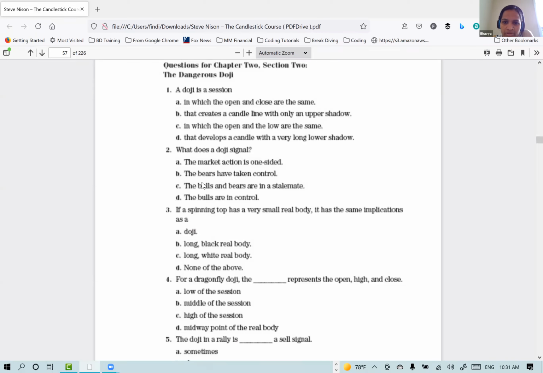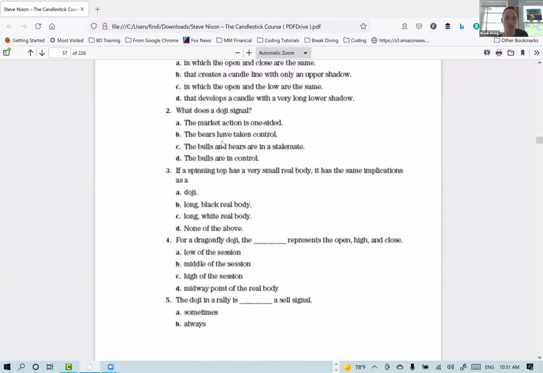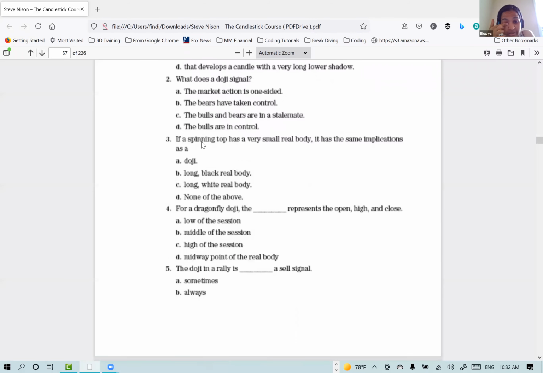Go ahead. The first one, A: a doji is a session in which the open and close are the same. Okay, good. I agree. What does a doji signal? Bulls or bears are in stalemate. C. Right. Yeah, I agree.